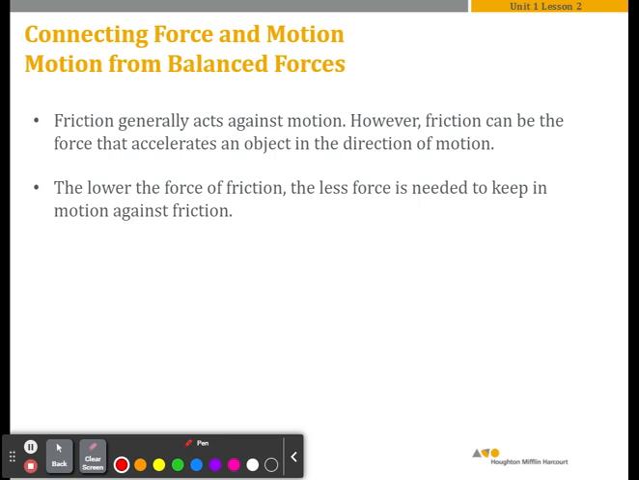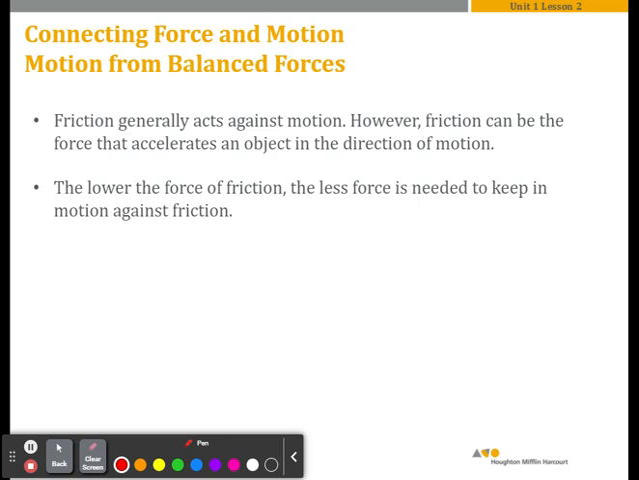If the friction is low, then that means that it takes less force to keep something moving against friction. That's why if you go ice skating, there's low friction between the skate and the ice. You'll just keep going. It doesn't take a lot of force to keep moving. That's why I could never ice skate, because I would move when I wouldn't want to.